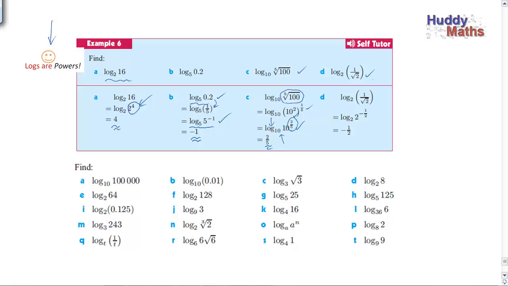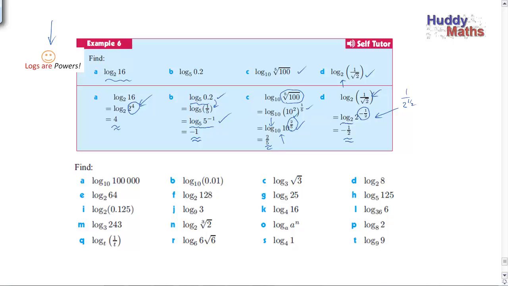What about this one? Base 2. So I think we'll go off hunting to make this a power of 2. 1 over root 2 is 1 over 2 to the half, and 1 over is a neg power. So it's log to the base 2 of 2 to the neg a half. And this is asking here, log to the base 2, what is the power of 2? Oh, we've been able to write it as a power of 2. So the answer is that power of 2, which is neg a half.